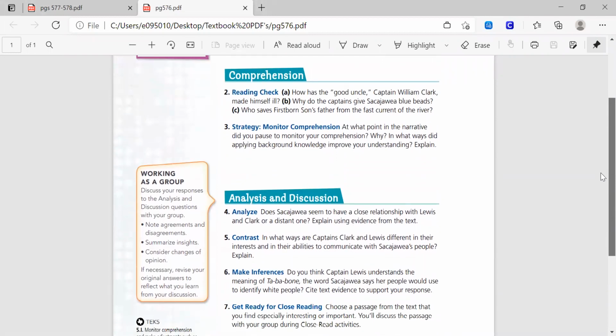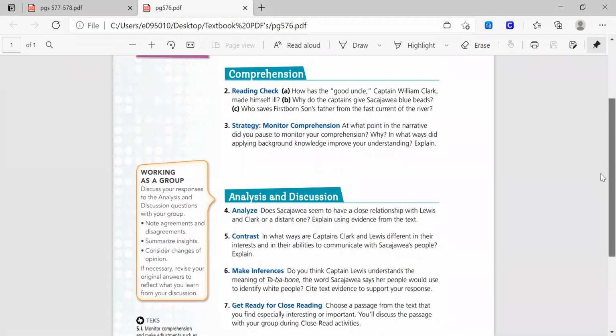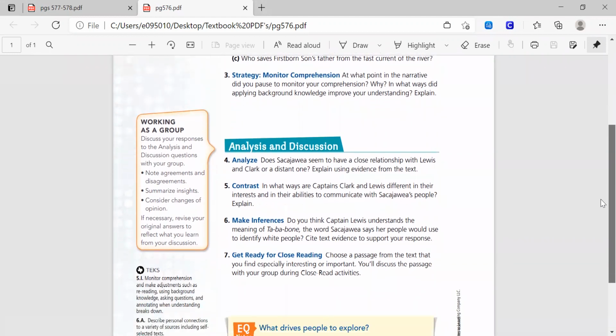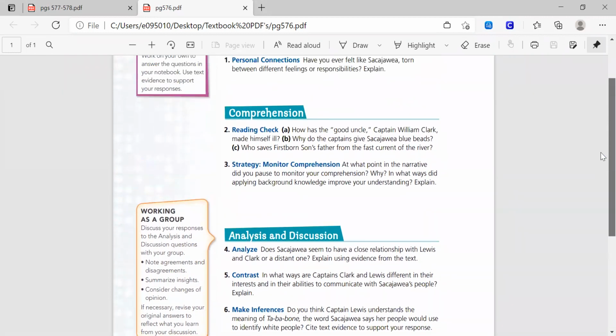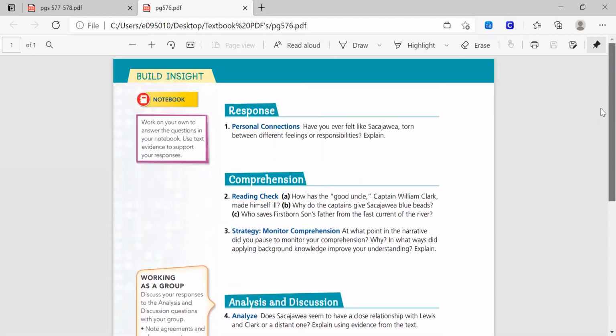Question 4 is text evidence. Question 5 should be a short paragraph. Question 6 is text evidence. So make sure that you have completed page 576 and that you upload it into Schoology.